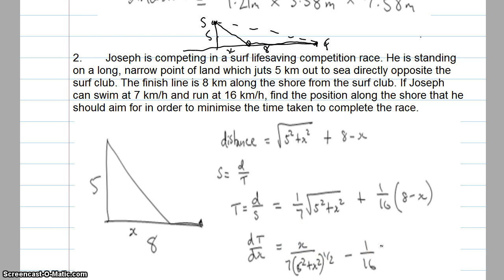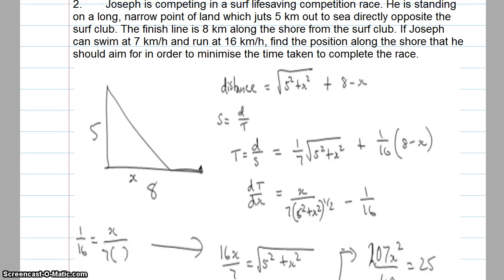Okay, now I need to find the minimum time, so I'm going to make the derivative equal to 0. So I get 1/16 equals all of this stuff here. And then what I'm going to do is get rid of the fraction on the right hand side, so I multiply everything by 7 and I get this equation here.